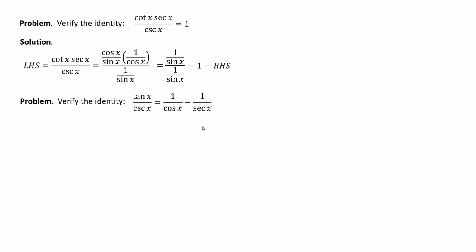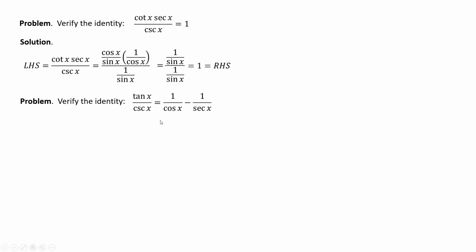All right. Tangent x over cosecant x is equal to 1 over cosine x minus 1 over secant x. Okay. Again, what's that American expression? There are more than one ways to skin the cat. To which I typically add none of which the cat likes. Right? The last thing a cat wants is to be skinned. So tangent x over cosecant x equals, how do we do this?